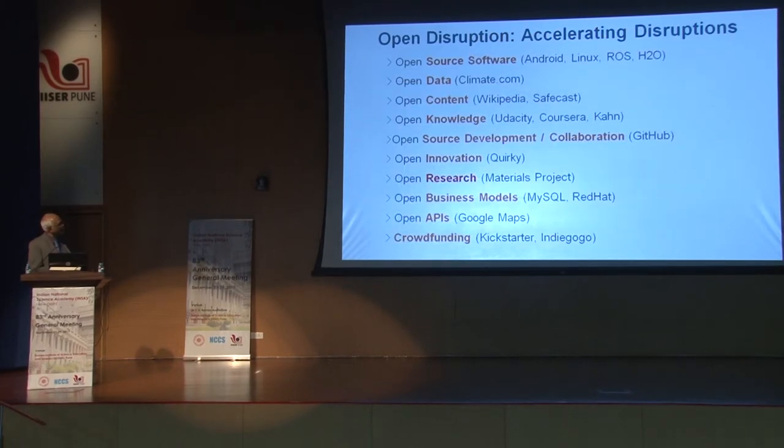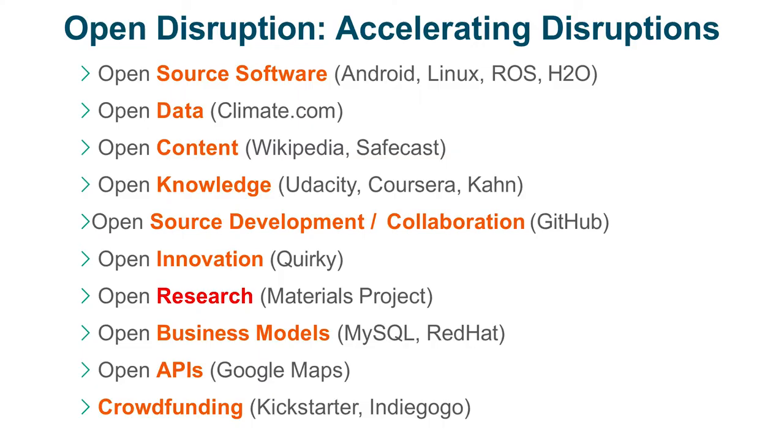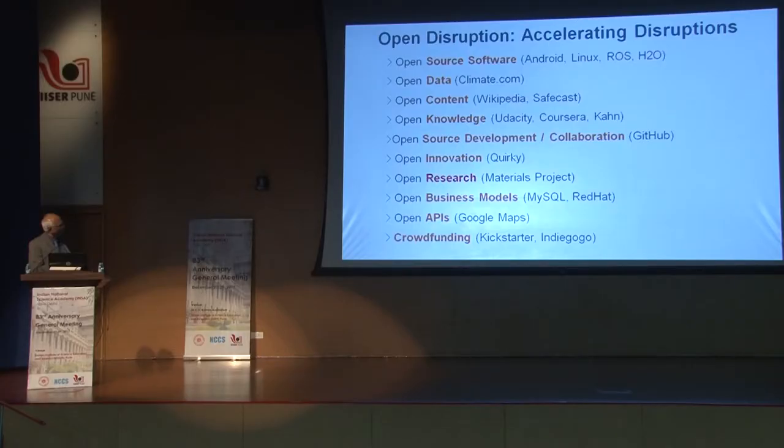So what is working is other disruptions, like open disruption, open source software, like Android, open data, like climate.com, open content, like Safecast, open knowledge, like Udacity, Coursera, open source development, open innovation, Quirky.